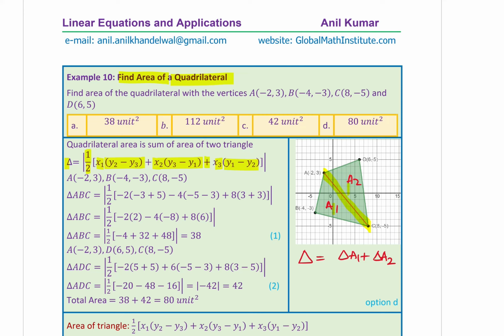We'll apply this twice, one with the coordinate points A, B, C, and the second time with the coordinate points A, D, C as shown here, and calculate the values. Remember to take only positive values of the result, since the area is always positive. Add them up. You get the answer as 80 units square, which is option D for us in this particular case. So that is how we'll do this question. Remember, that is the formula for area.